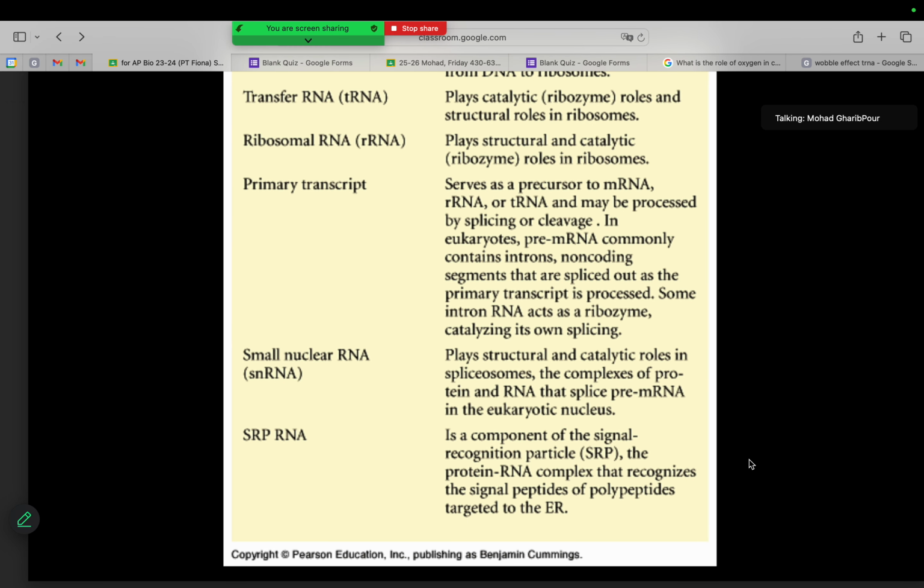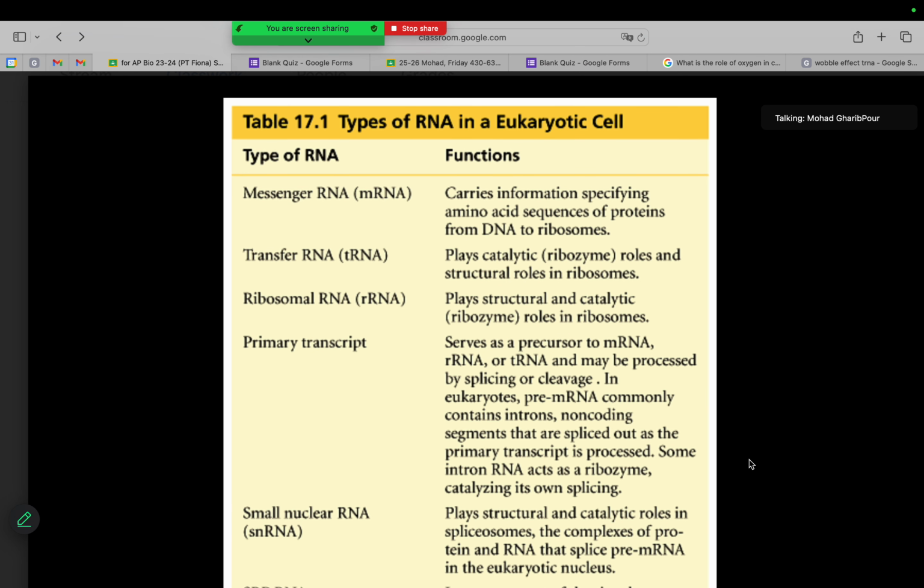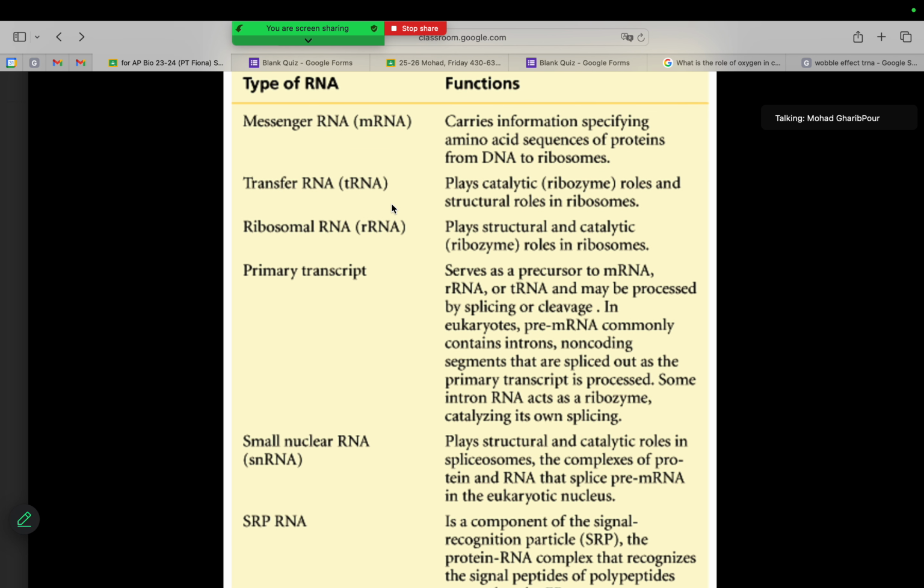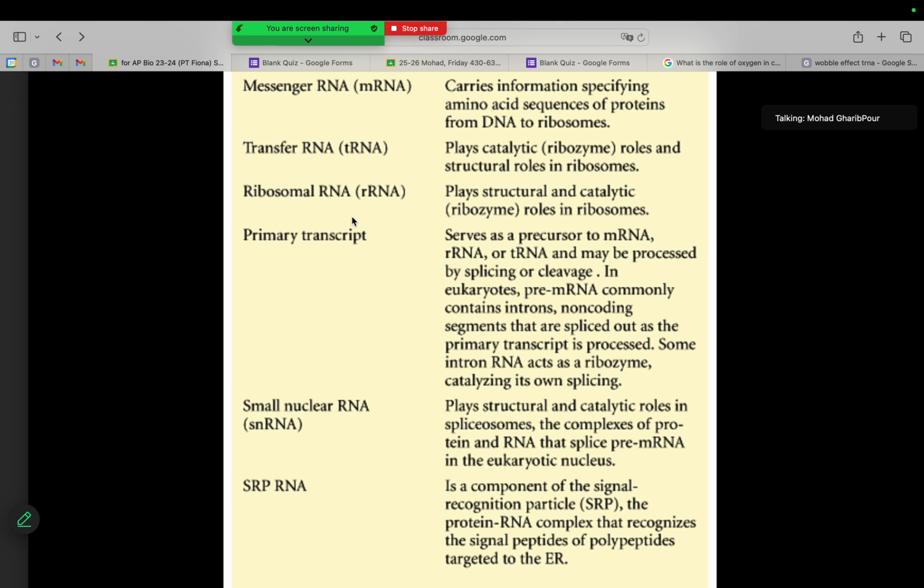Here's a list of all the different types of RNA in a eukaryotic cell. We have our messenger RNA. You guys already know what that is. Transfer RNA, you know what that is. Ribosomal, part of the ribosome. It's what recognizes the mRNA.